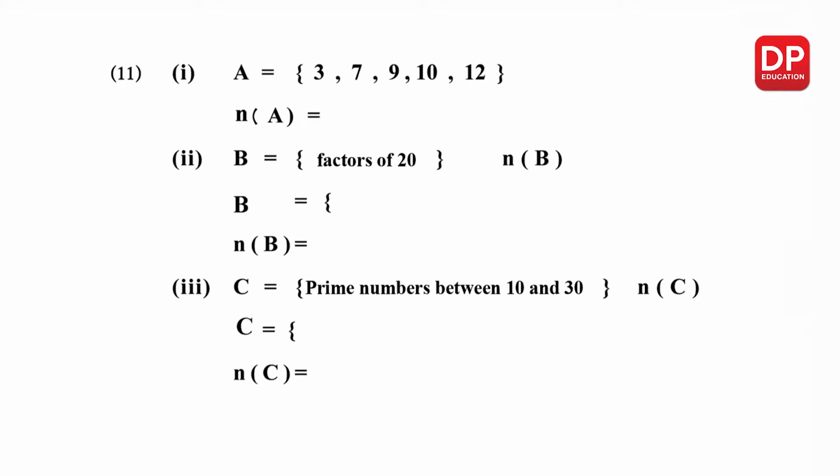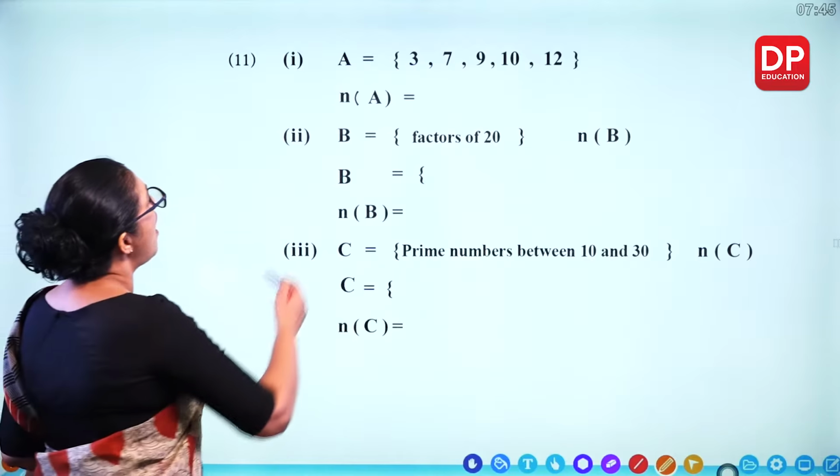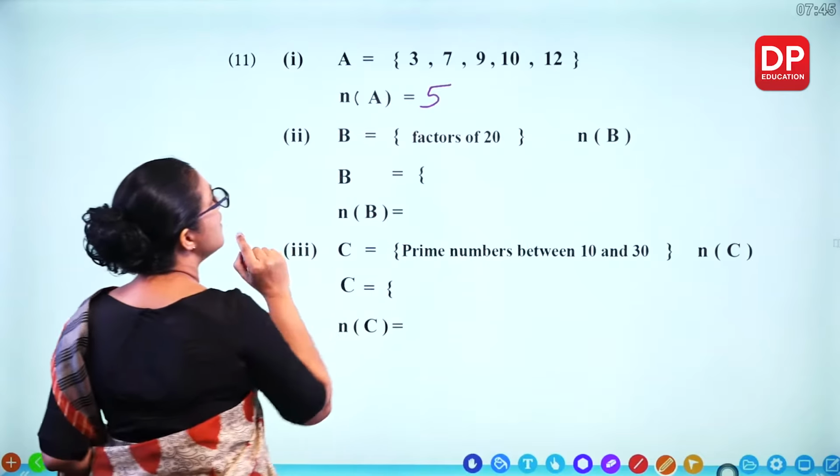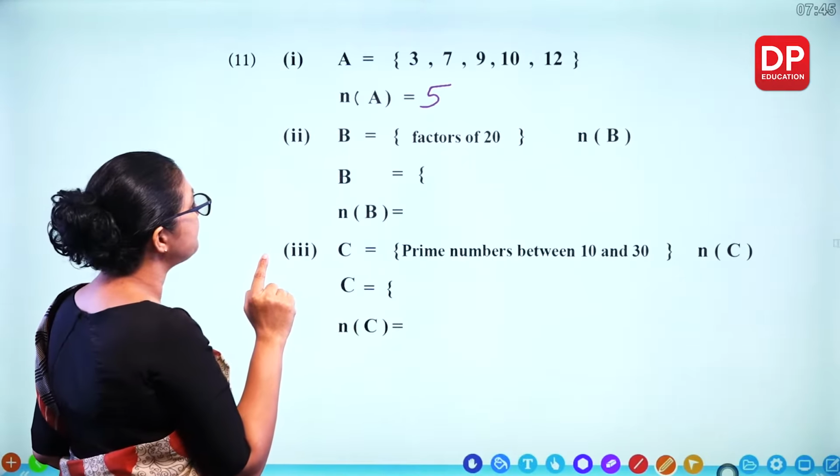A is given 3, 7, 9, 10, 12. How many elements in A? 1, 2, 3, 4, 5. That's 5.